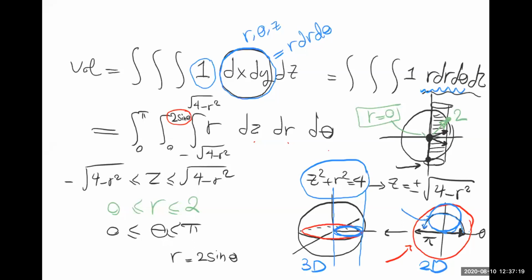Z would go from one of them to the other one. That would be the bounds for z. The second step is to find the bounds for r. The bounds for r are a little bit more complicated. I can see the bounds for r using this picture I have there.